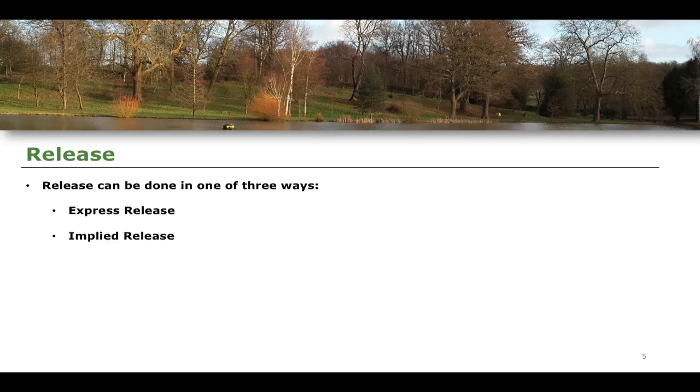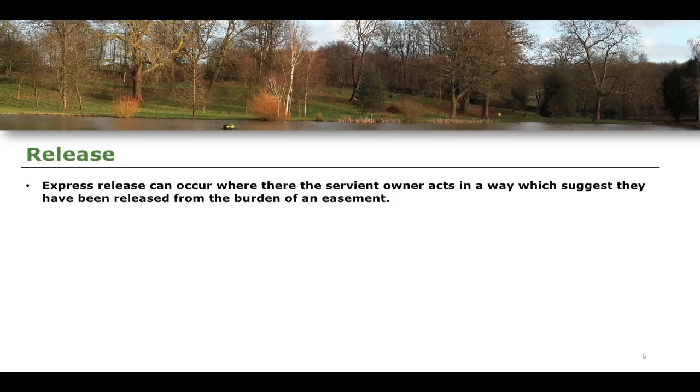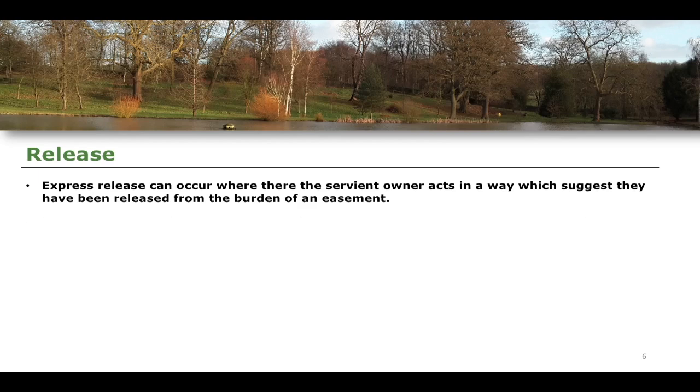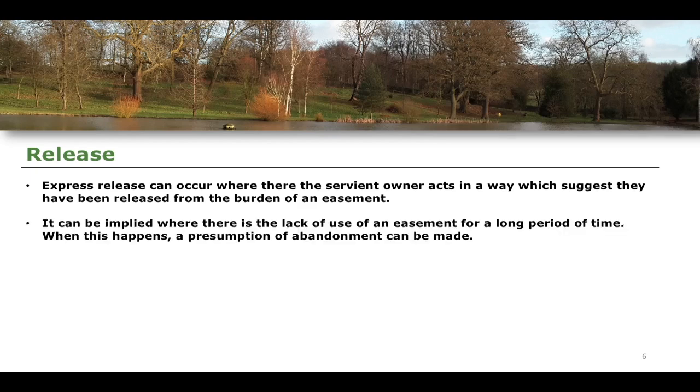The second way in which we can terminate an easement is through the process known as release. Release can be done in one of three ways. You can release expressly, you can release impliedly, and you can release through statute. Okay, an express release will occur where the servient owner acts in a way which suggests that they have been released from the burden of the easement. So, if you're the servient owner, you have acted in a way which suggests that you have been released from the burden of an easement. Therefore, there will be an express release of that easement and it will terminate.